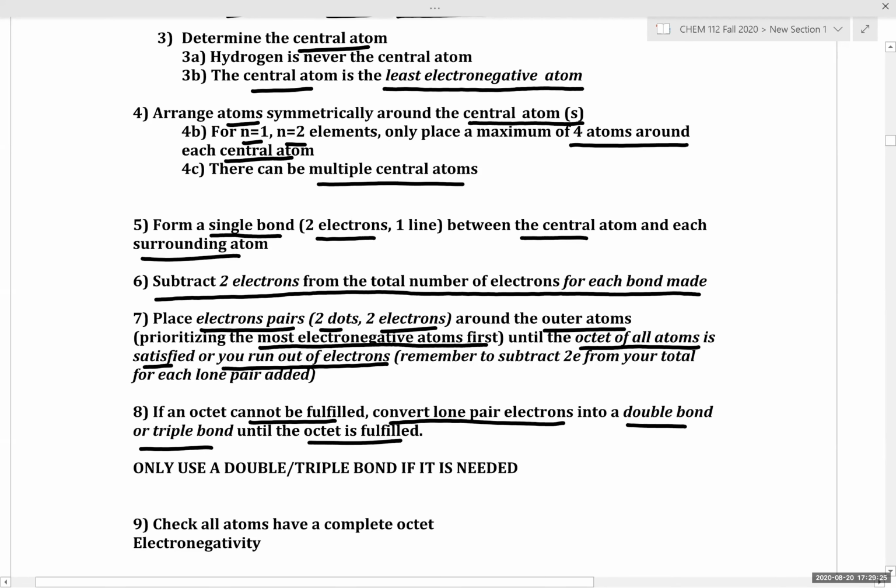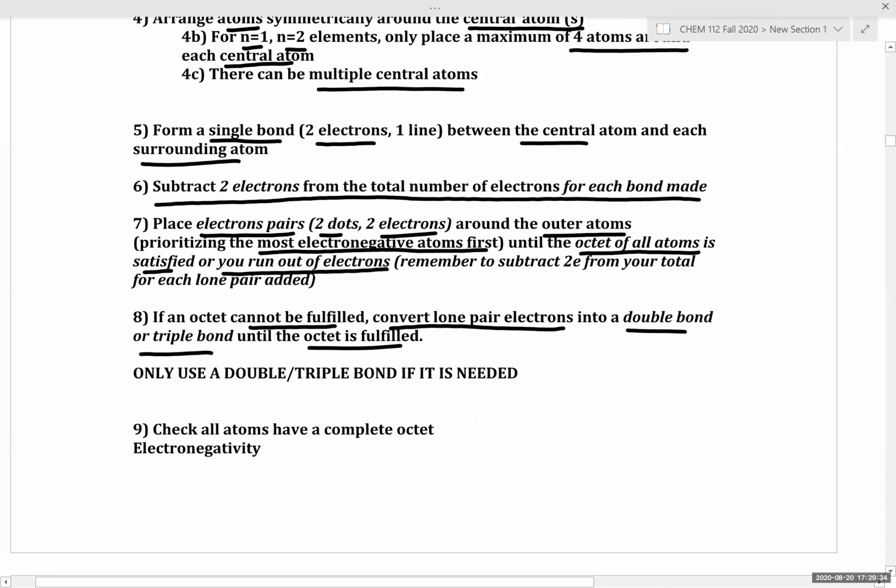I commonly see students jump to drawing double and triple bonds before it's necessary. So that's why I have this explicitly noted in the procedure. Then you're going to check all atoms have a complete octet.